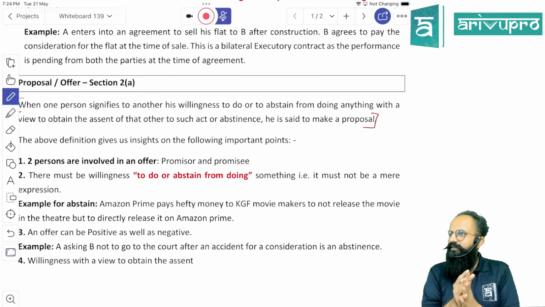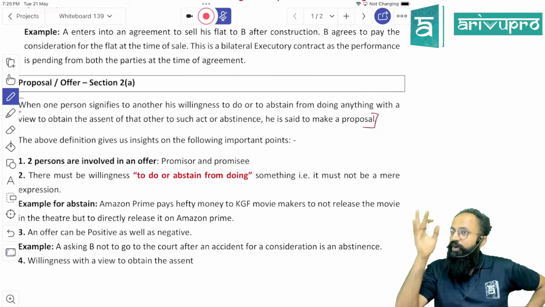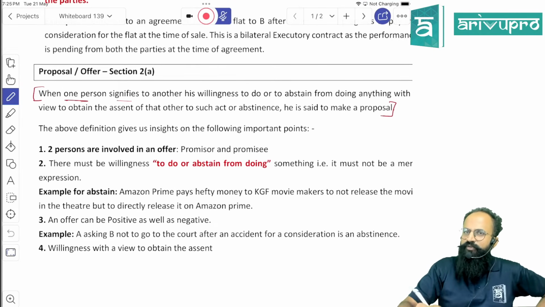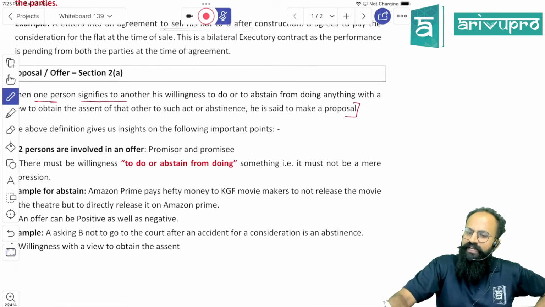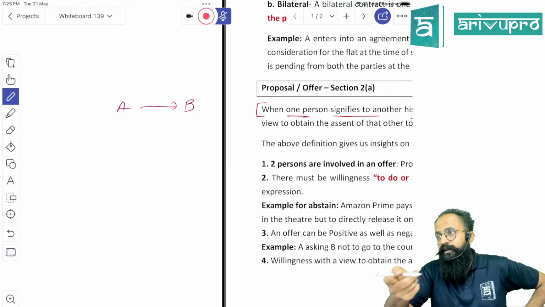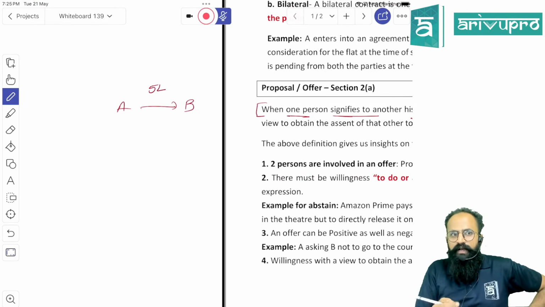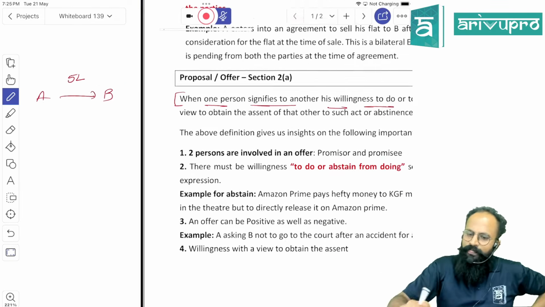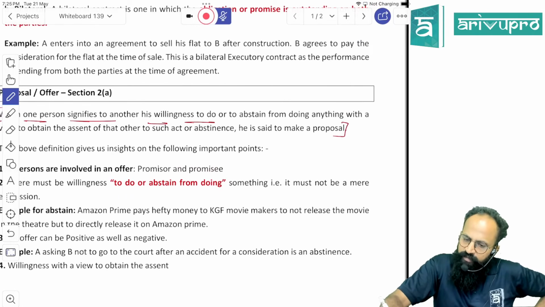Don't you think it is simple? What are they trying to tell you? Now what do you mean by offer? Let us try to understand word by word what they are telling you. When one person signifies to another, A tells B what? His willingness to do. I have a card, I want to sell it to you. If you agree, I want to sell my card to you for 5 lakhs. But you let me know I am willing to sell the card to you. I am willing to do something. Yes? Okay. When one person signifies to another his willingness to do, for now keep this aside.